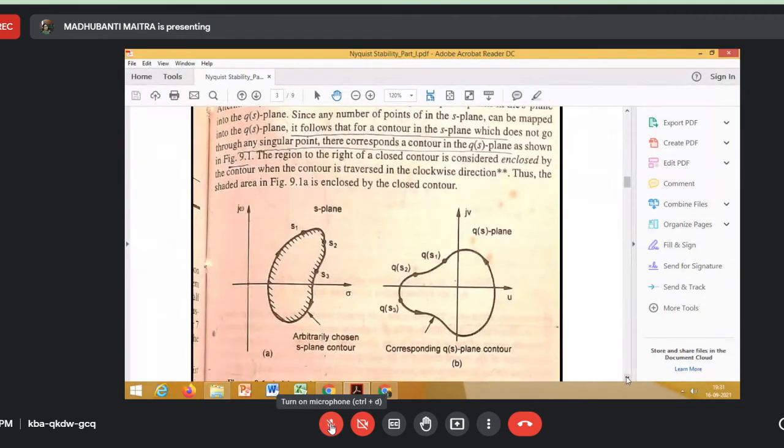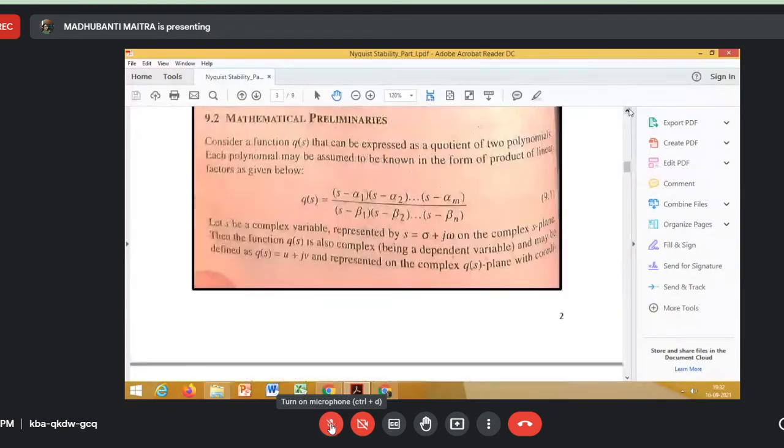Okay. Now, next, let us consider a closed contour like this, a closed contour on the S plane. The assumption is that the closed contour has been chosen in such a manner that this contour will not pass through any singular point for this QS.